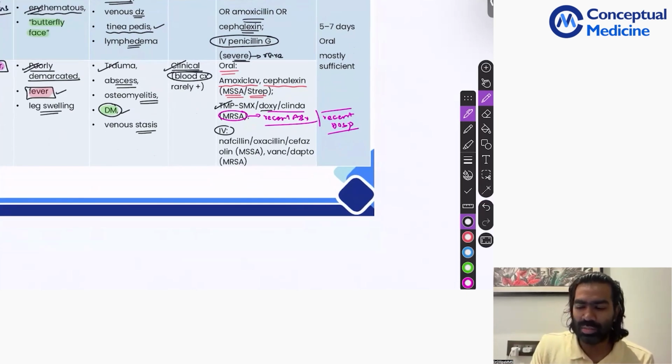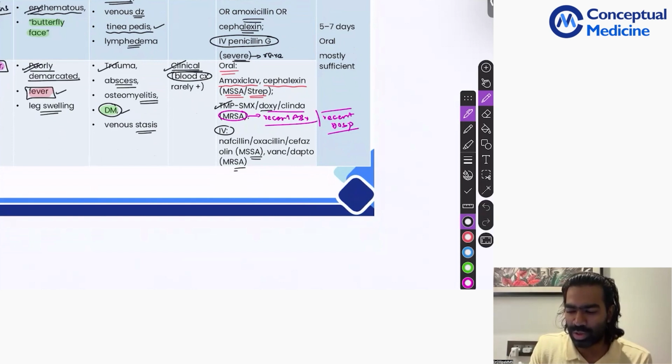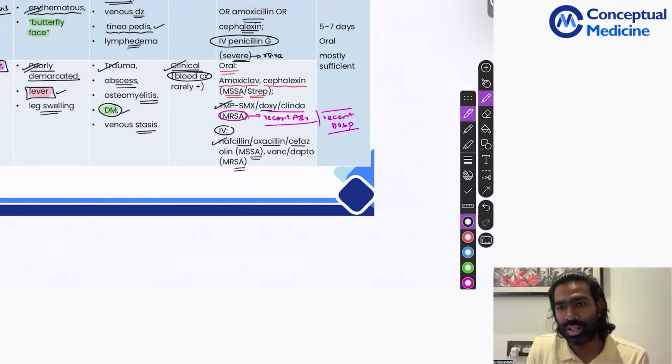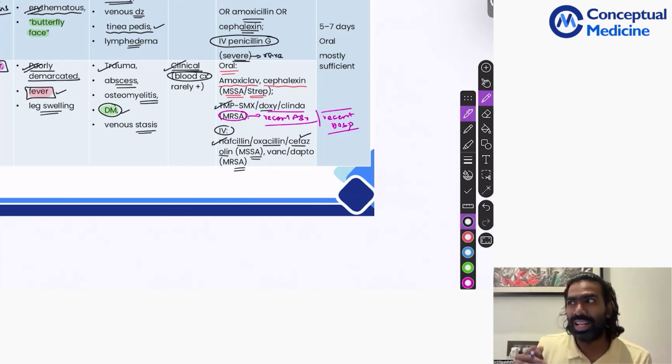In case you're thinking in terms of a very sick patient, a cellulitis patient in shock, severe sepsis, I have to give IV. Again, I have to decide whether I'm going to cover MSSA or MRSA based on these risk factors and other risk factors. So if you're thinking in terms of MSSA, then anti-staphylococcal penicillins are going to be more than enough, like nafcillin, cloxacillin, oxacillin, dicloxacillin, or first generation cephalosporin like cefazolin. But if you're thinking in terms of MRSA in a sick patient who's having severe sepsis, then it's better to go for either vancomycin or daptomycin.